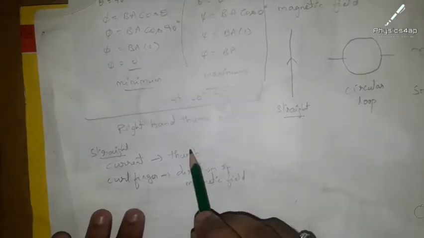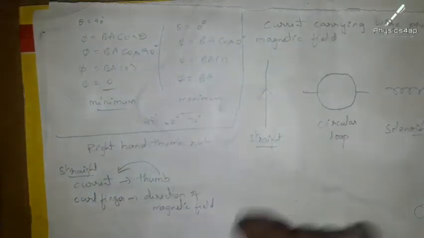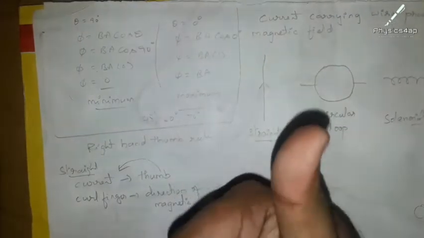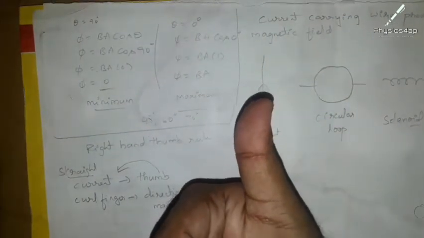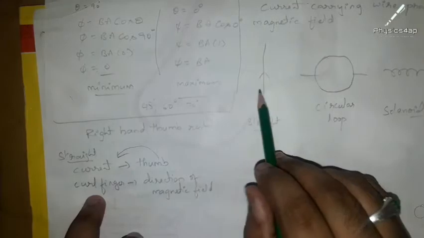So the thumb represents the current. Whenever there is a straight line, you have to make sure that the thumb is upward. That is, if the current is going in upward direction, make your thumb upward. If it is moving in downward direction, make your thumb downward. Okay. Next, what will be the direction of this straight line?